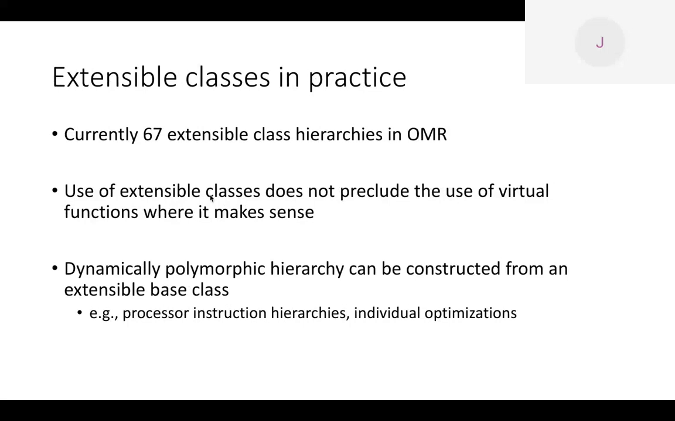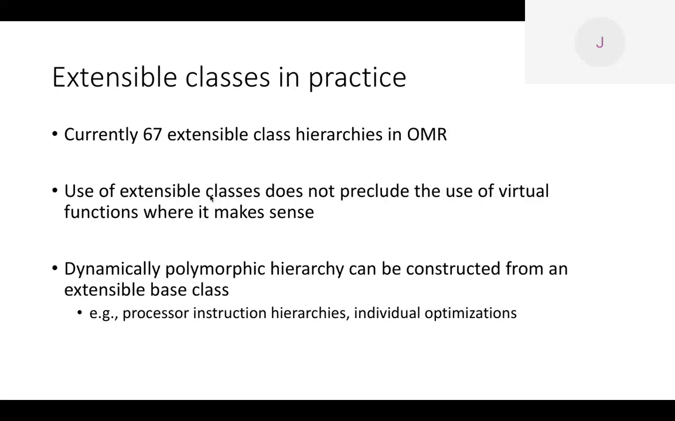So in practice, this was maybe about 6 months old now. At that time we had about 67 extensible class hierarchies in OMR. This definitely didn't cover all the class hierarchies, but there were a lot of them.